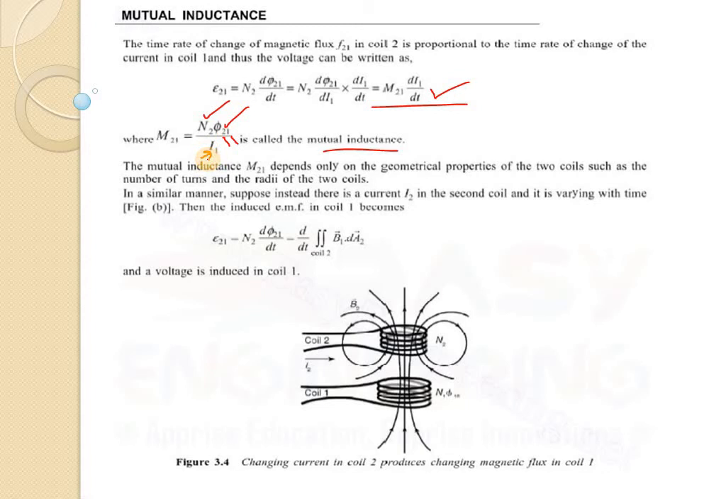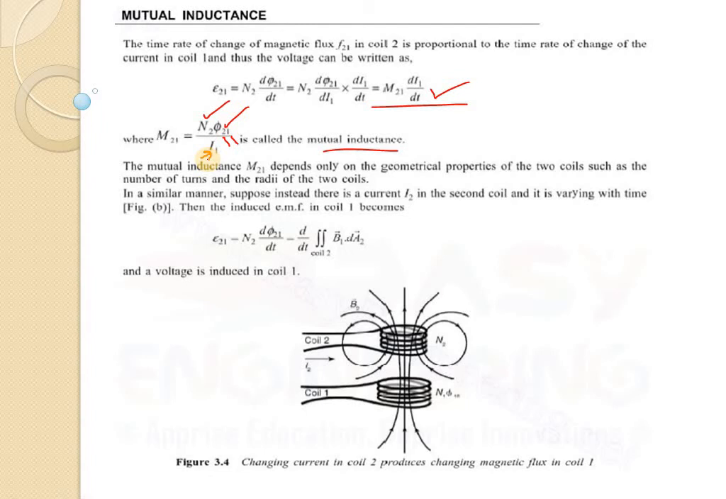Similarly, if we want to represent the mutual inductance of the first coil, it will be M12, and the value will be N1 phi12 divided by I2, because it is created because of the I2 current, and that is the basic representation of mutual inductance.